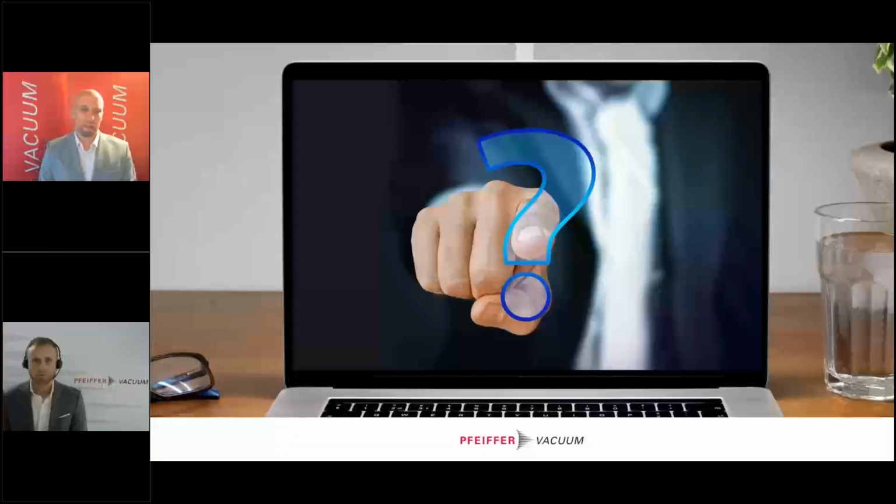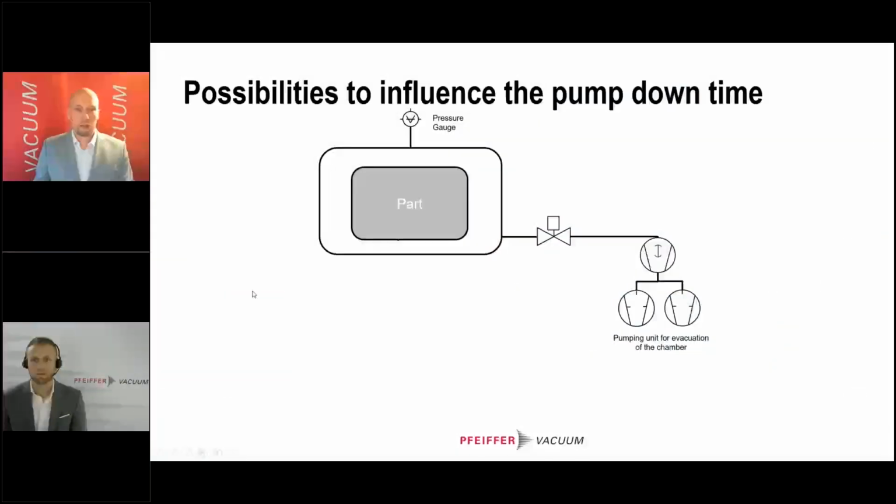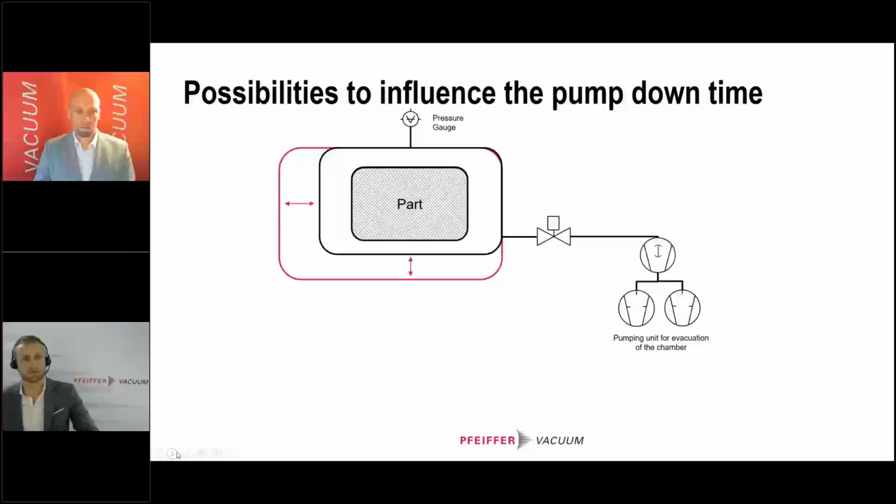But today, like Anna said, we're talking about the integral leak detection method, and I want to show you some potential for how to influence the pump down time of your system. We see here a very easy scheme of a system with a part in a chamber connected to a pumping group. What can influence your system is a change of the volume of your chamber, also the material properties of your part or of your chamber, and clearly also if you change something in the piping or in the suction capabilities of your pumping group. And this we will examine in the next slides.